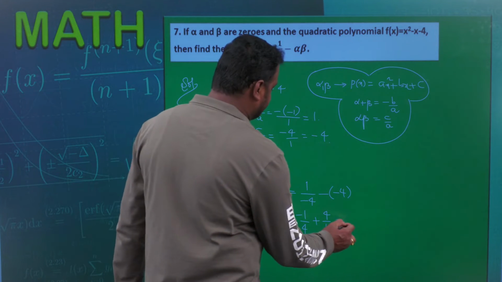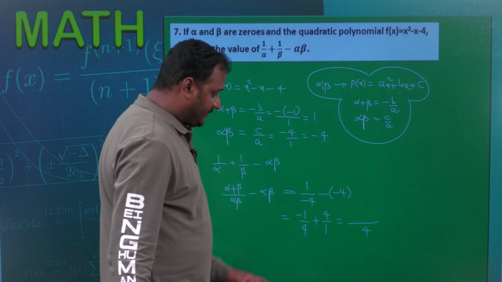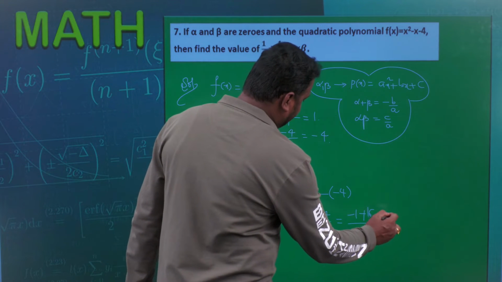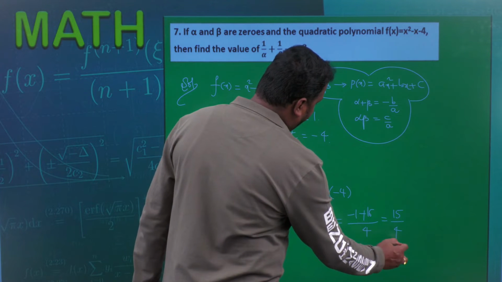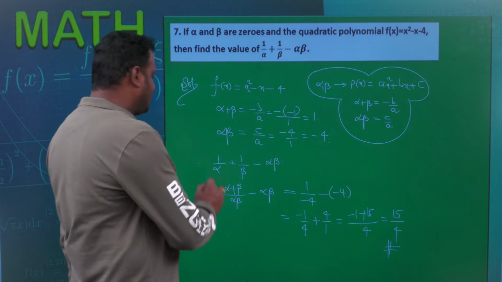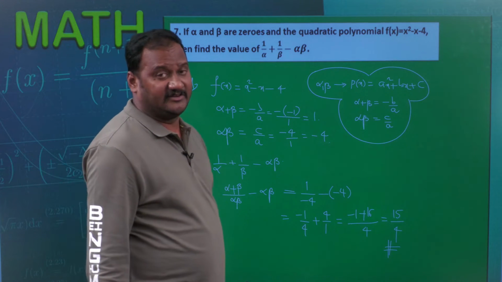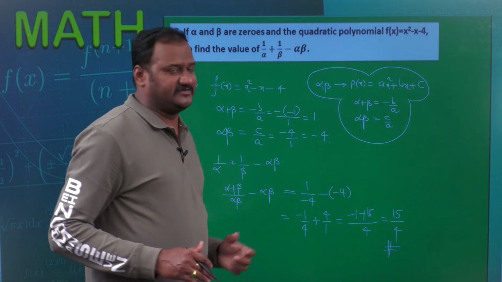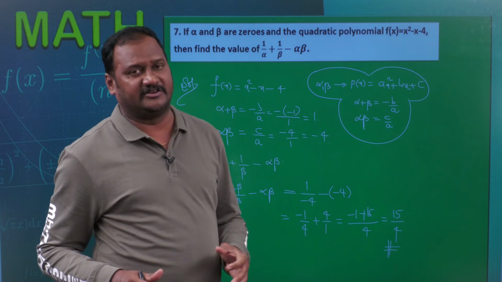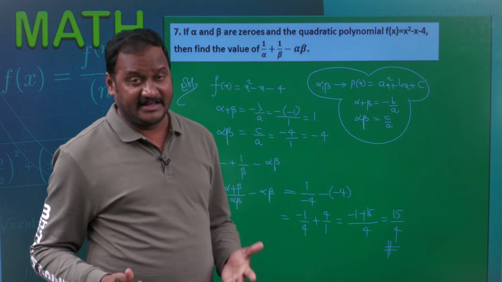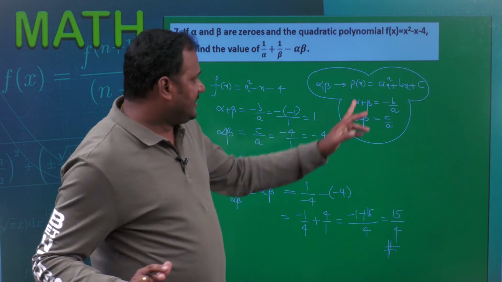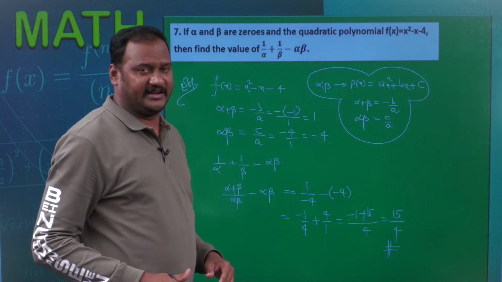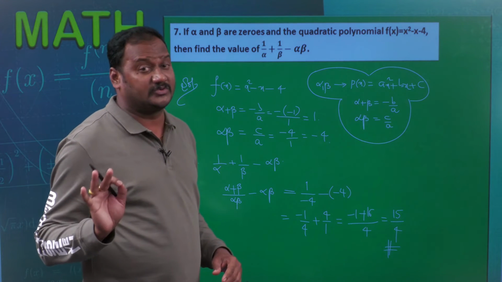Of course, pretty much easier. LCM is equal to 4, so it is minus 1 plus 4 fours are 16. So 16 minus 1 is equal to 15 divided by 4, which is the value of 1 by alpha plus 1 by beta minus alpha into beta. See, in order to find the values of these kinds of things, it is not required to find the values of alpha and beta separately by any of your algebraic methods. Keep this in mind and try to explore the situation. Then you get the answer easily within no time.